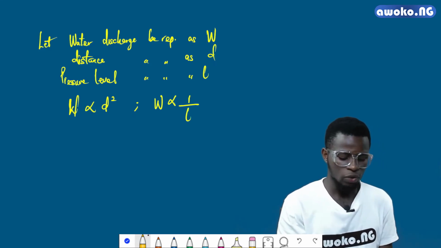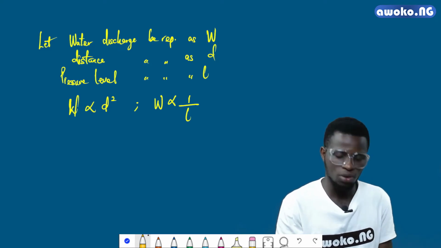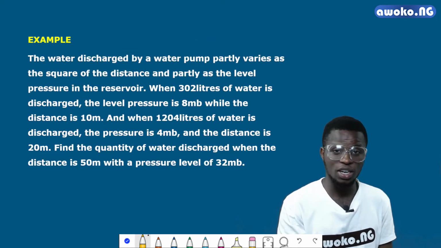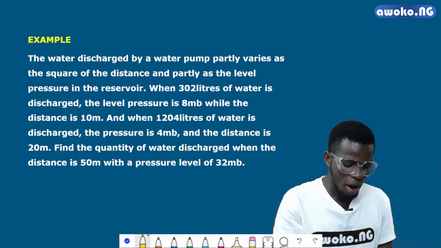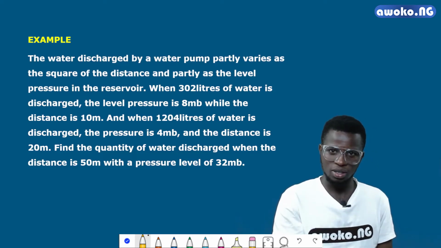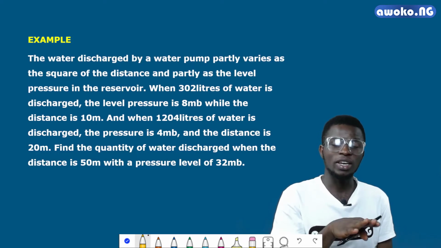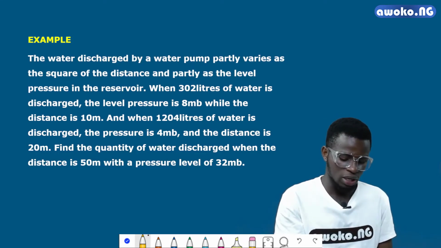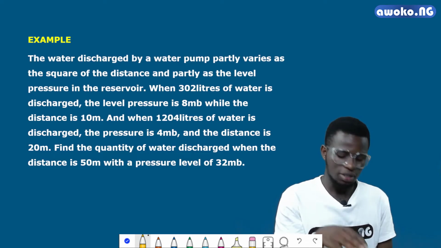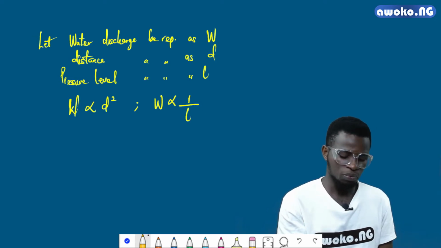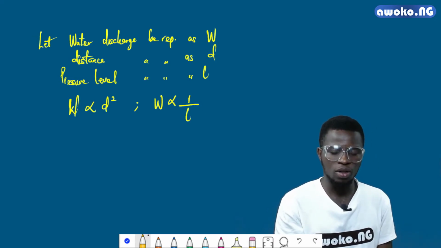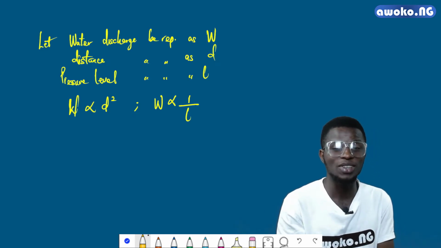And I told you why the water level varies inversely as the length. Okay, from the question, when the water discharged was 302 liters, the distance was 10 meters, while the pressure level was 8 MB. All right, when the water discharge increased, what happened to the pressure level? It decreased. Is that okay? So there is an inverse relationship between the pressure level and the water discharge. Is that okay? So that is why we have W to be inversely proportional to the pressure level, not the length.